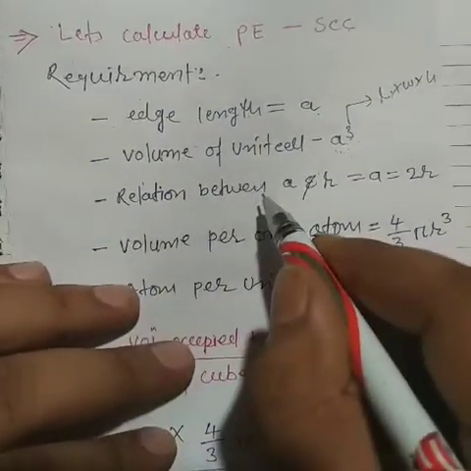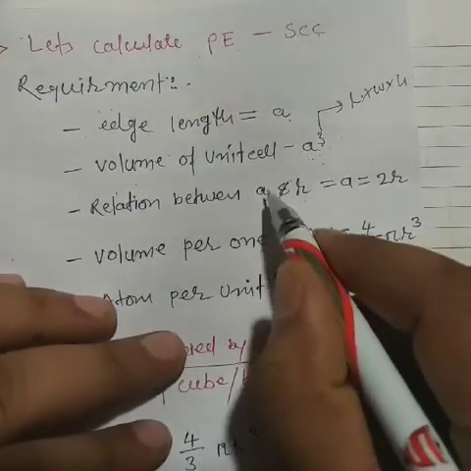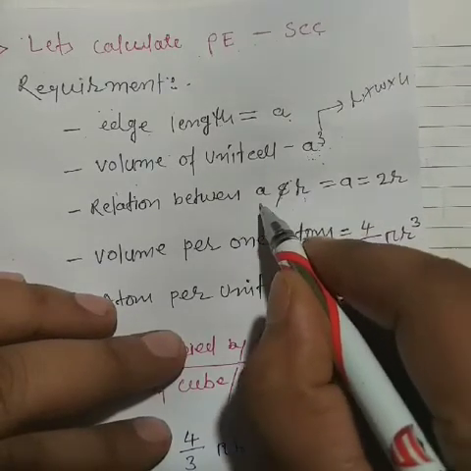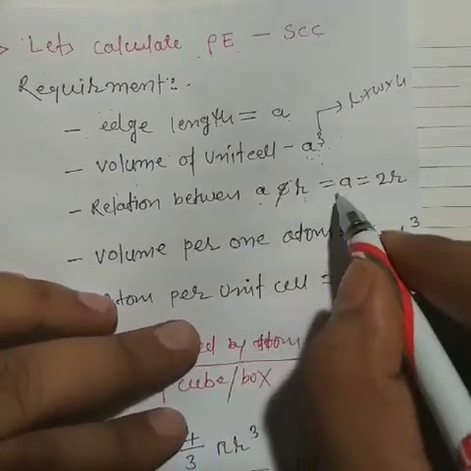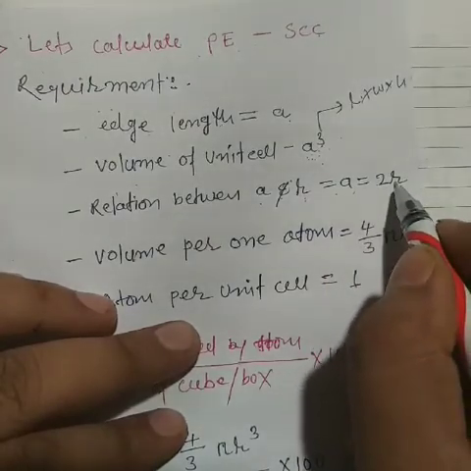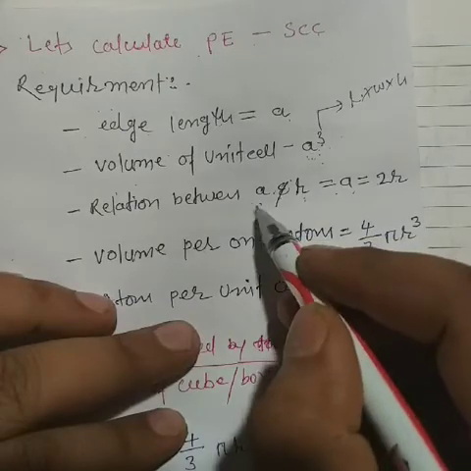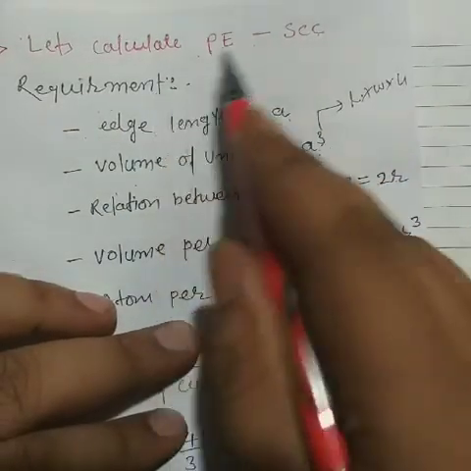Now relations between a and r, that means radius of atom and relations between edge length. Now finally a, which is equals to 2r. Now just see, students, just I told you. Now what is the importance of radius of atom?